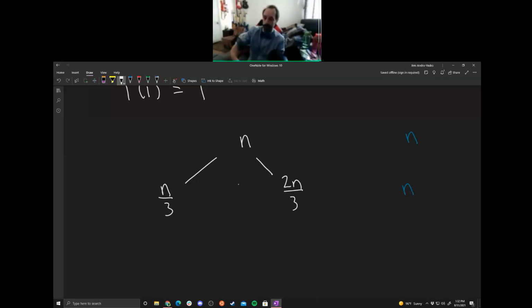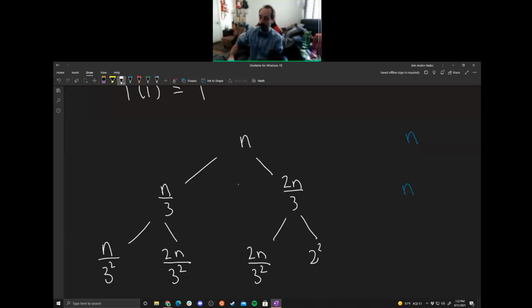Let's take a look. We expand this into two pieces each: n over 3 squared, 2n over 3 squared, 2n over 3 squared, and 2 squared n over 3 squared. In this situation, 9 will be our denominator, so we can add these up: n plus 2n plus 2n plus 4n. We get 9n over 9 as the result, so we get n again.